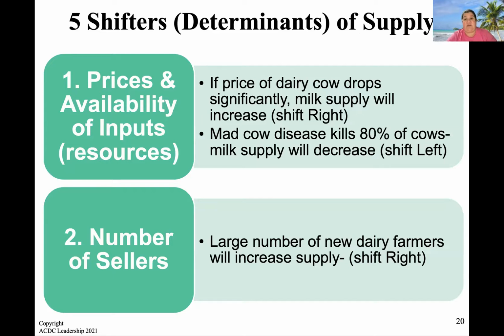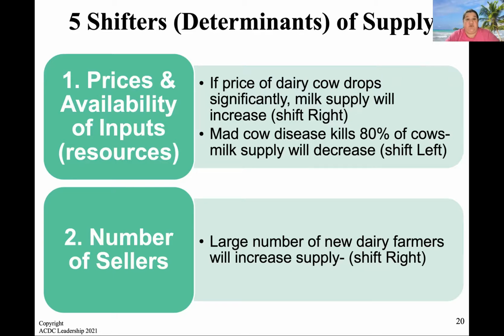If the price of a dairy cow, let's use the opposite, significantly decreases, now cows are cheaper to buy. So I'm going to have more cows on my dairy farm. What's that going to do to the supply of milk? It's going to increase the supply of milk. So a decrease in the price of the input goods is going to cause an increase, or a shift to the right in terms of supply.